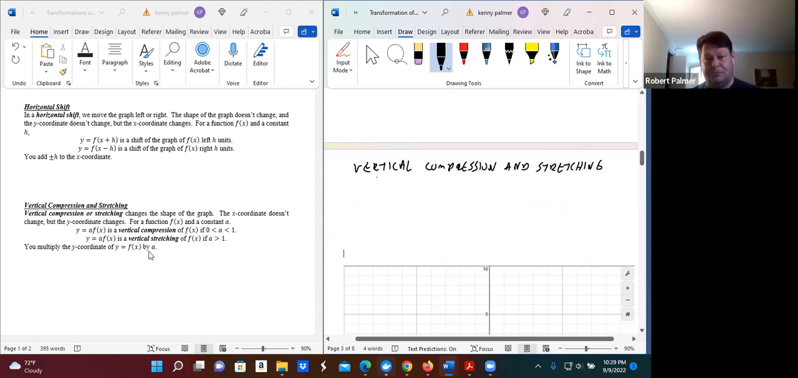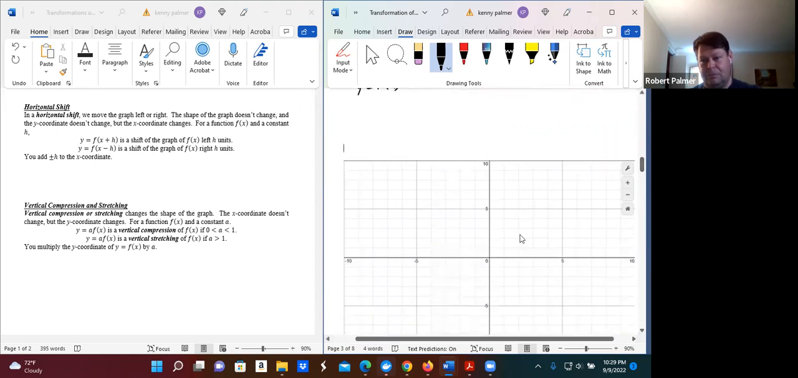Let's take a look at that. So once again, we're going to start out with our y equals f of x, the same graph. And these techniques work for any graph. So this is 0, 0, or 2, 4, and our point -2, 4. So once again, here is our original graph.